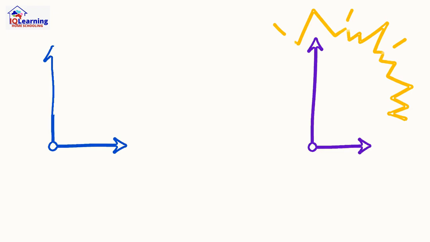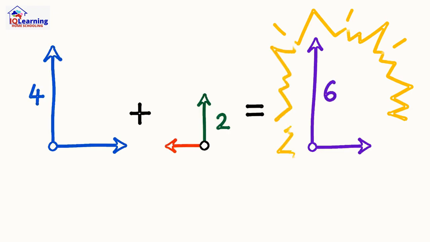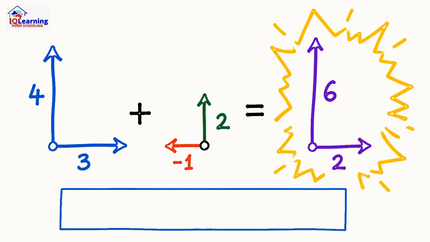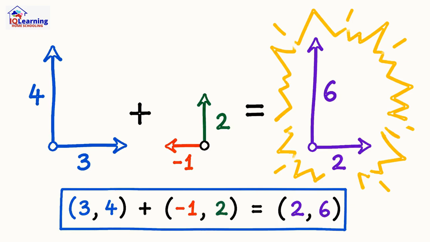If you did that same walk twice, you just double each number to get (6, 8). If you took a second, different walk, say 1 kilometer west and 2 north, or (-1, 2), you just add the matching parts together. Your final spot would be 3 minus 1, 4 plus 2, which is (2, 6).